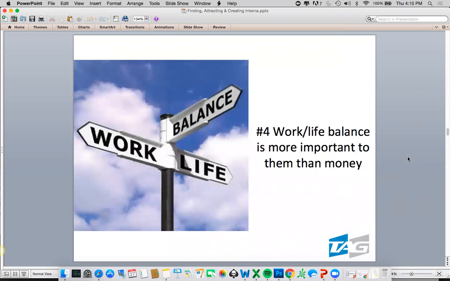Number 4 is for interns, work-life balance is way more important to them than simply money. An example of this was, I remember it came time, I'd been working at Tag for a couple of years, and it came time for my annual review. I got into the review, they said, Zach, you've been doing great. We really appreciate everything you're doing. We actually want to give you a raise.